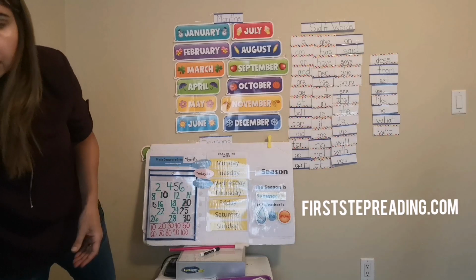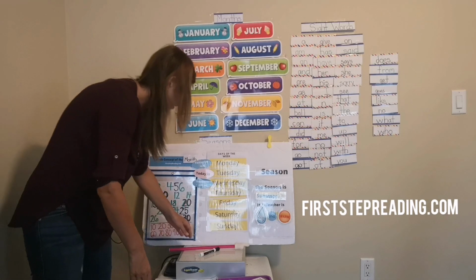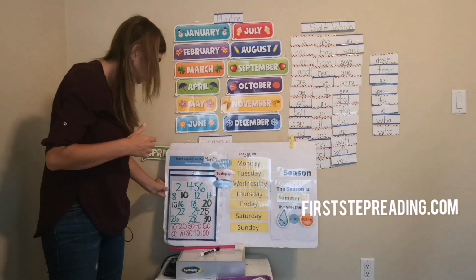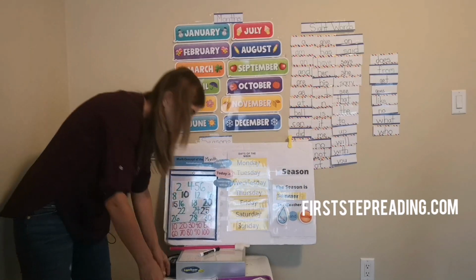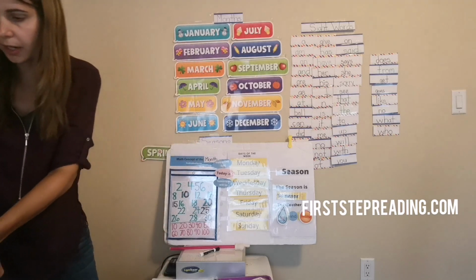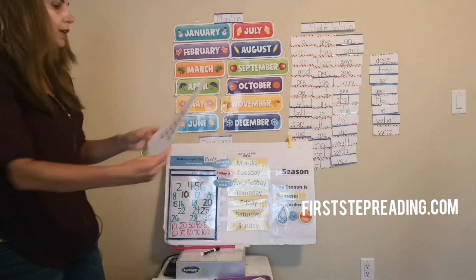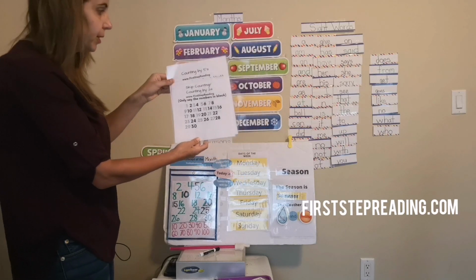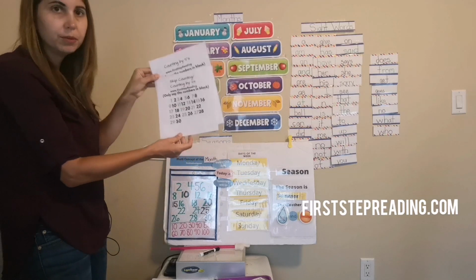Put that away. We're going to move on to math. We're going to start by counting by 2s and counting by 5s. Get that out. If you have this, you can use this. You can print these at firststepreading.com under Math Free Worksheets.